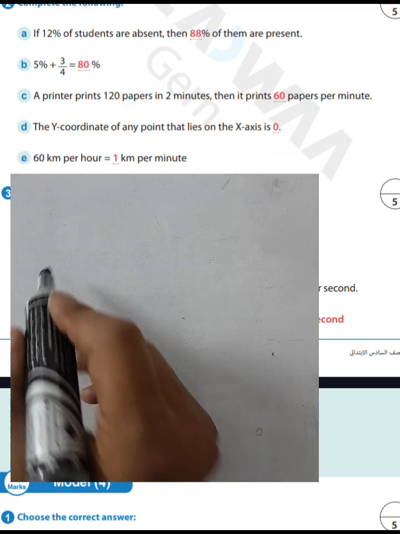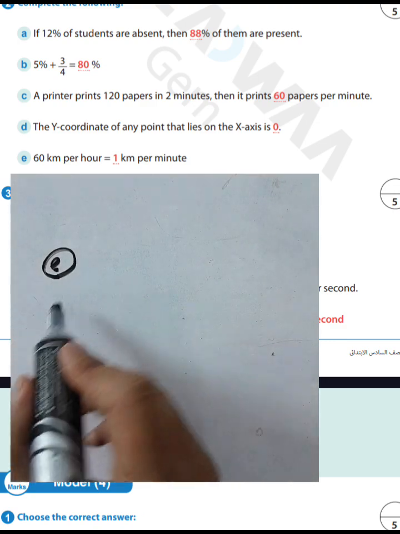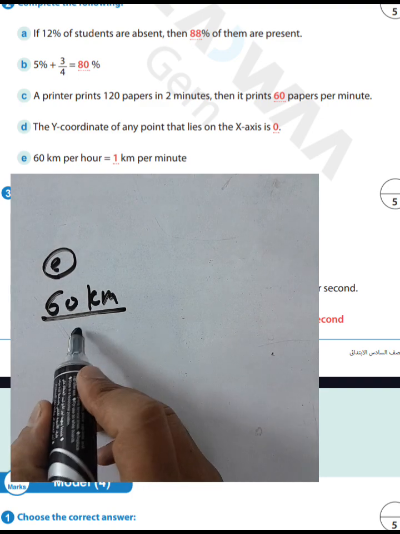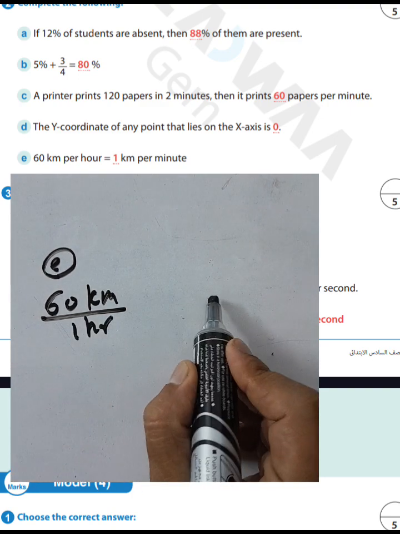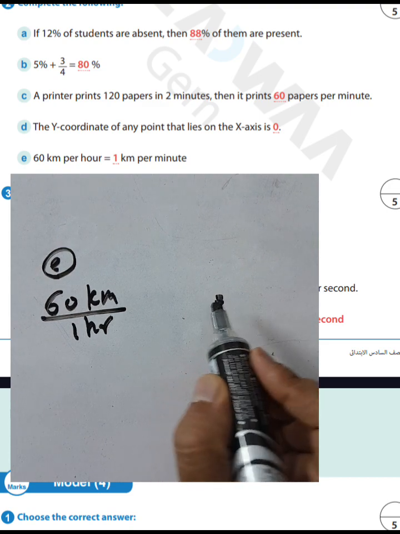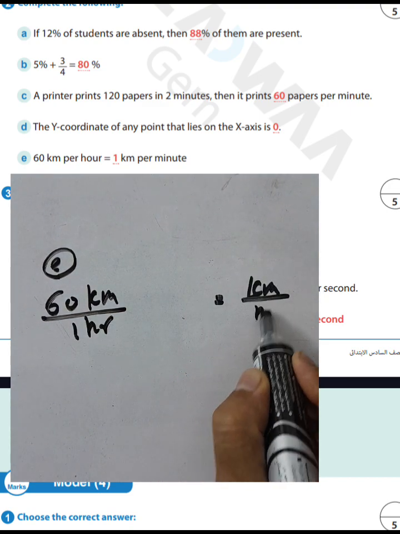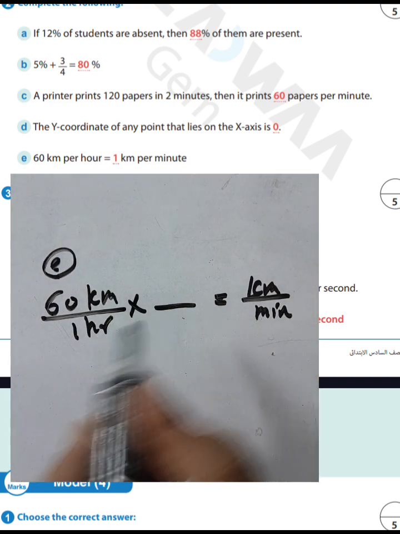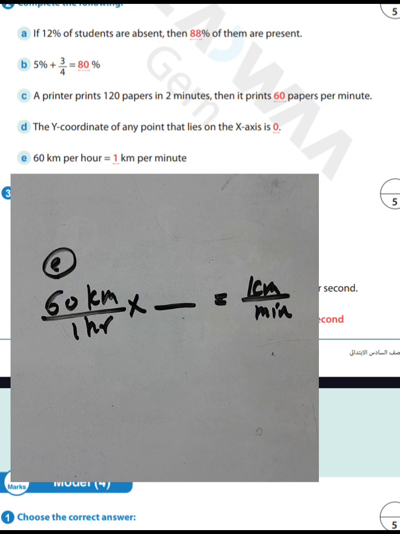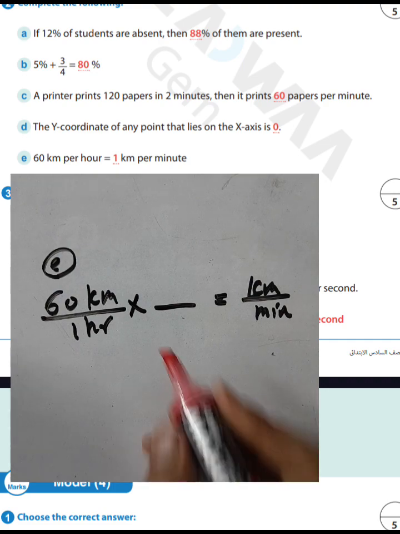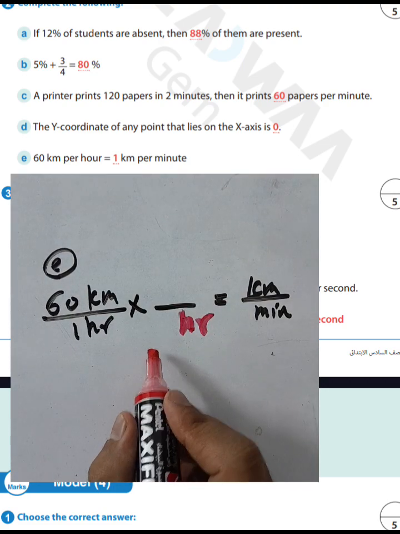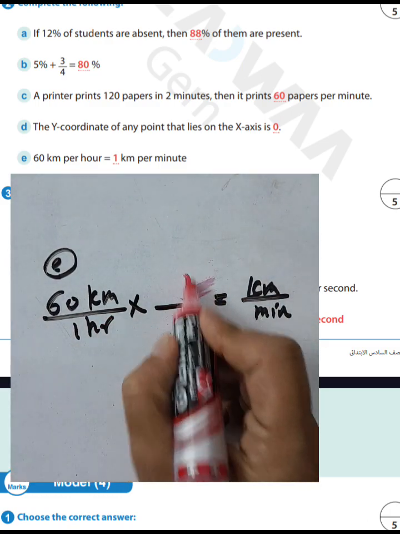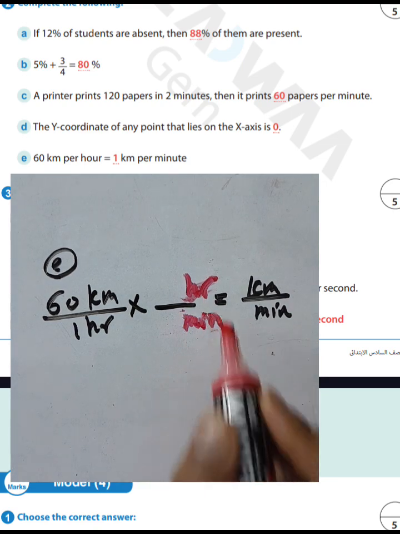Next question, letter E. 60 kilometer per hour, convert to kilometer per minute. We can use a conversion factor. We must cancel the hour. Write hour in the numerator and minute in the denominator, so as to cancel hour by hour.